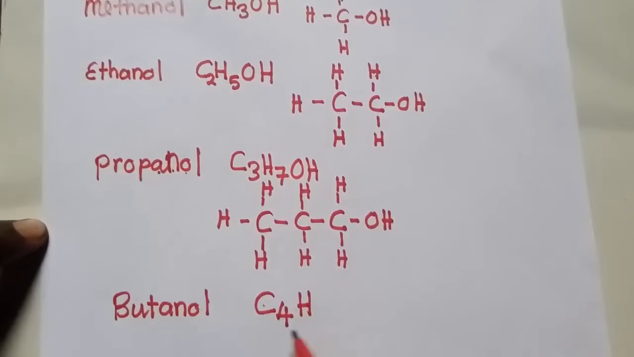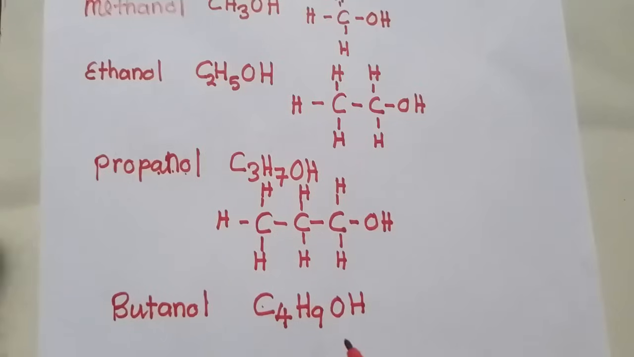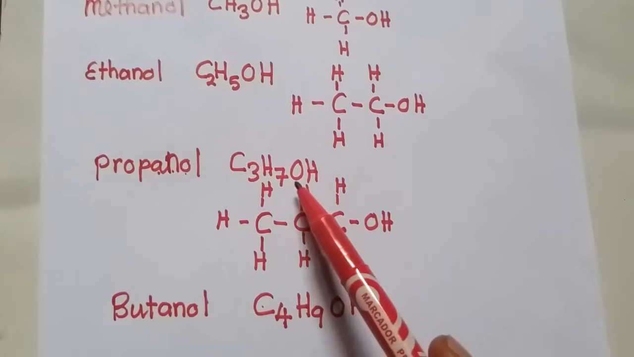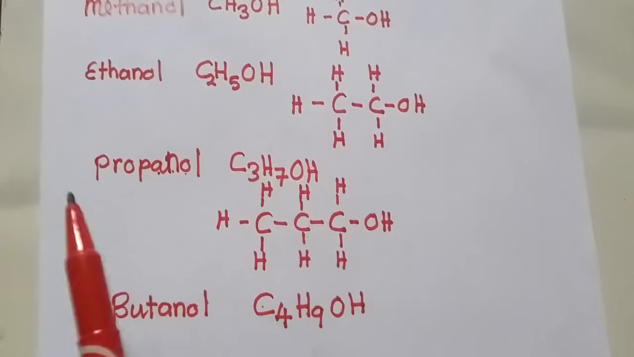Then we were saying 4 times 2 plus 1. So 4 times 2 is 8 plus 1, 9, like this. Then I say OH. So all alcohols end with OH. This is what you need to know. As long as you are talking about an alcohol, it must end with OH. So if you can see, this is ending with OH. That one is ending with OH. Everything is ending with OH.